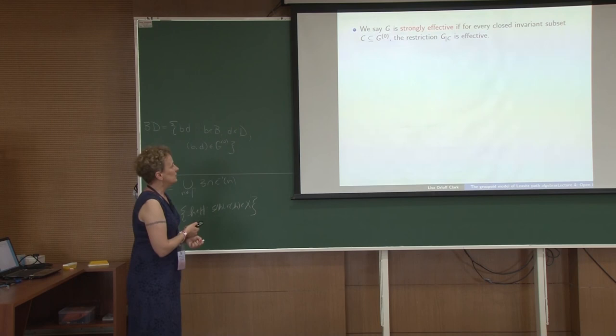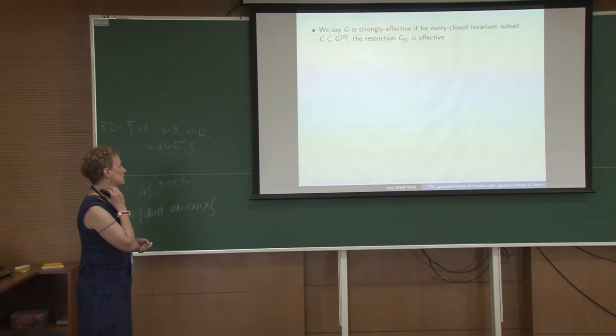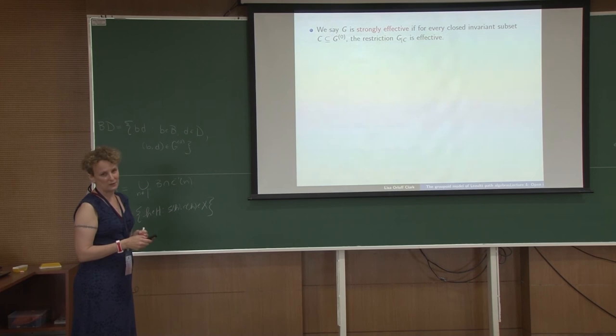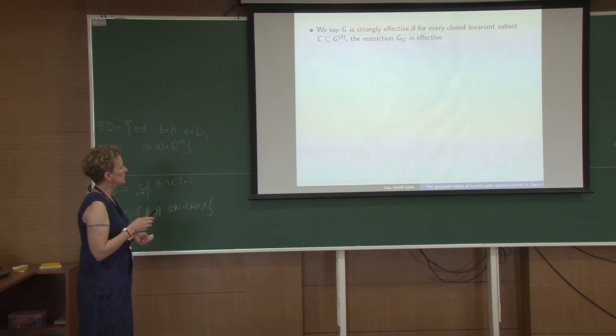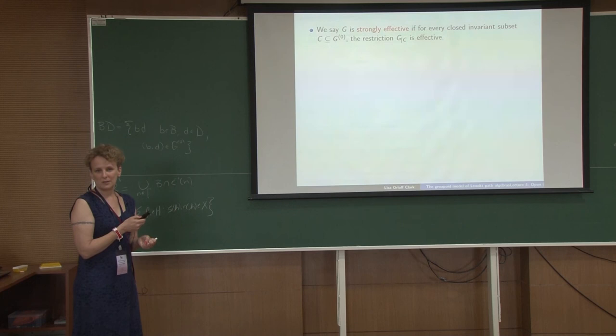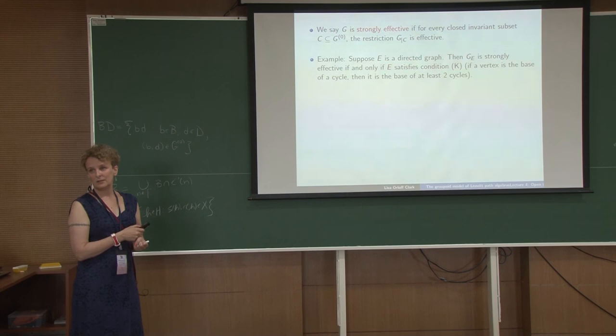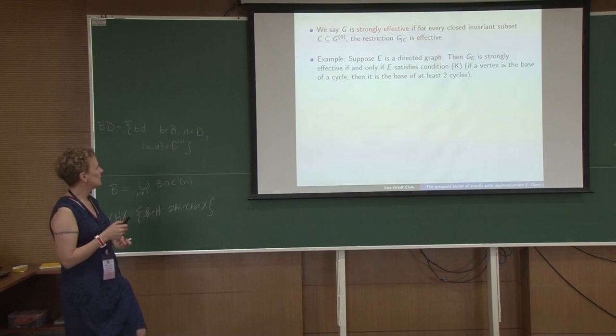So what is strongly effective? It says for every closed invariant subset C of the unit space, the restriction of our groupoid to C is effective. So we need that condition. And what does this relate to in terms of graph conditions? Any guesses? What's the other condition you have on graphs? It's condition K. I should not have put it up there. I quizzed you. Do you remember what condition K is? Could you say what condition K was with my convention? It's exactly the same. It doesn't matter the arrow direction.